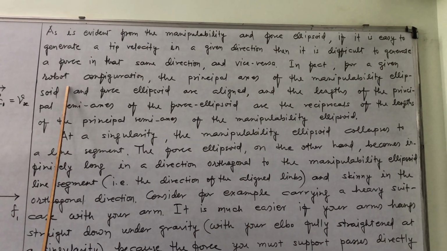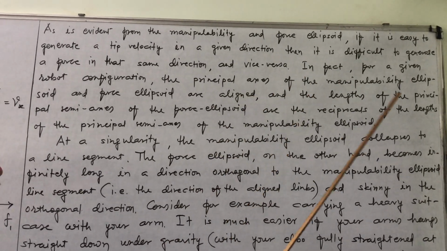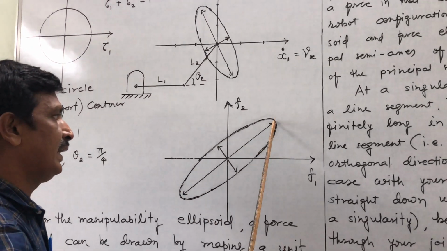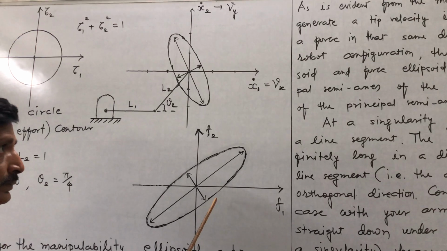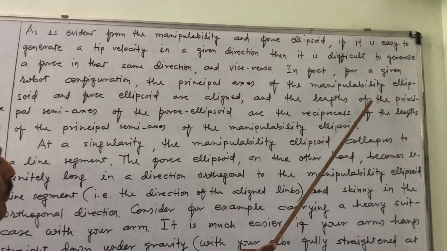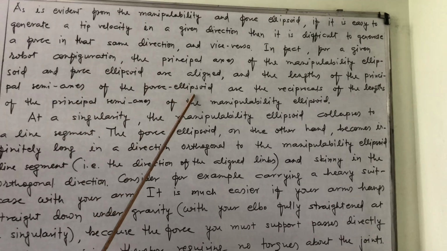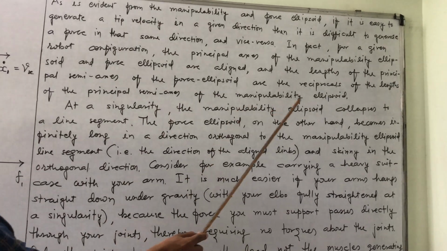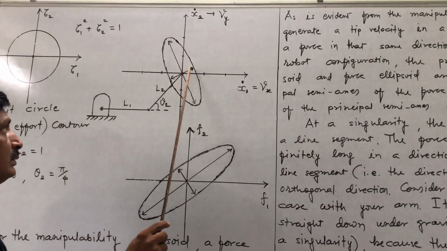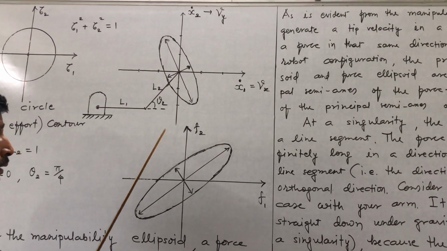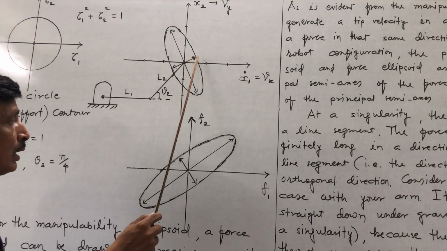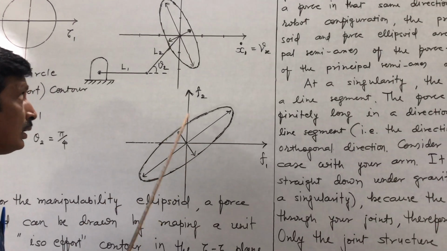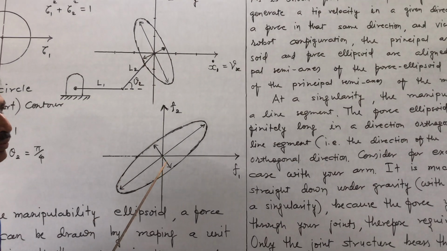In fact, for a given robot configuration, the principal axes of the manipulability ellipsoid and the force ellipsoid are aligned. See here, this axis and this axis are aligned. This axis and this axis are aligned. And the lengths of the principal semi-axes of the force ellipsoid are the reciprocals of the lengths of the principal semi-axes of the manipulability ellipsoid. See here, this one is shorter and this one is bigger. We know that the reciprocal of a small number is a bigger one. Similarly, this one is bigger and this one is shorter, and we also know that the reciprocal of a bigger number is a smaller one.